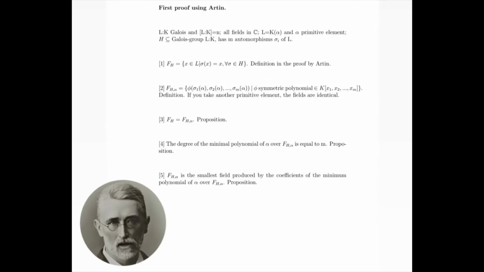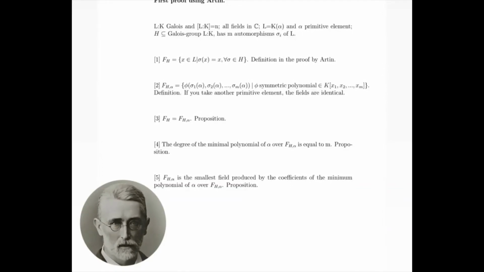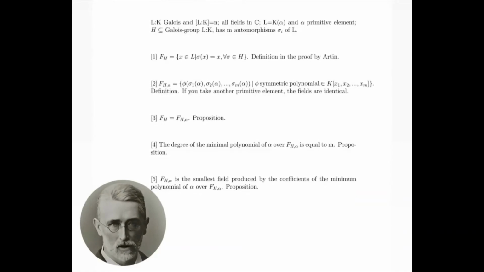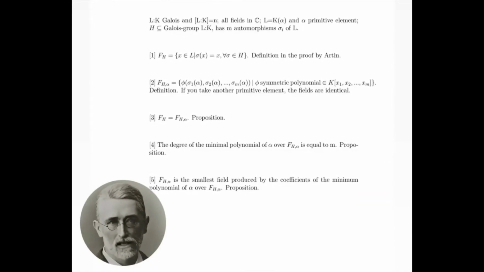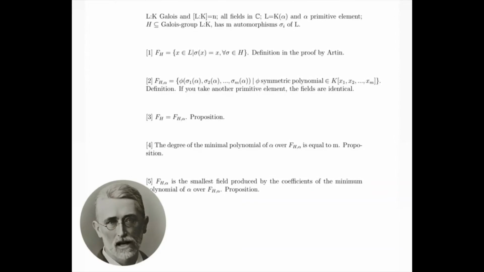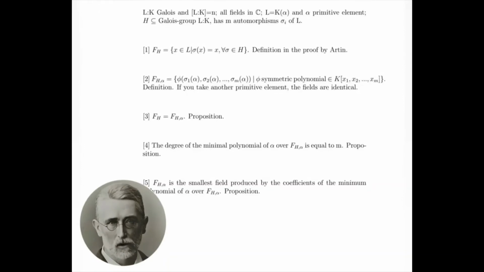We use the symmetric polynomials. Although the definition depends on alpha, the same field is obtained with another primitive element. If we prove proposition 3, then we know that the set in definition 2 is a field. And again, that it doesn't matter which primitive element we take in definition 2.